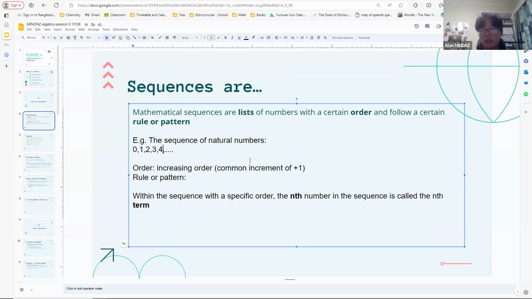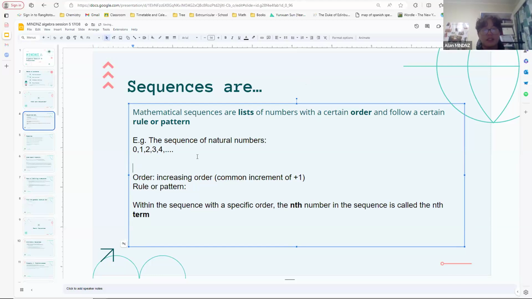Can anyone name another sequence? Just tell me in the chat. Okay, I'll name a sequence for everyone.